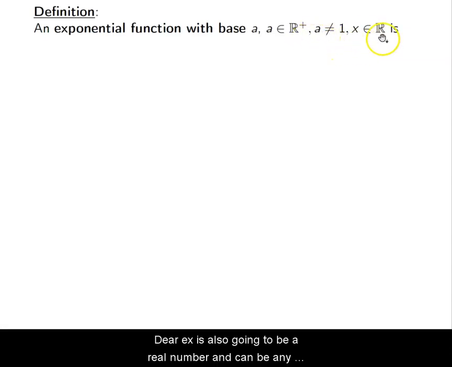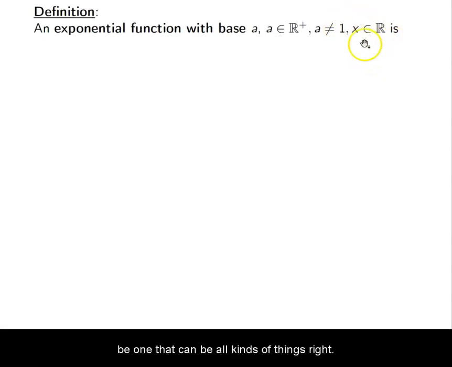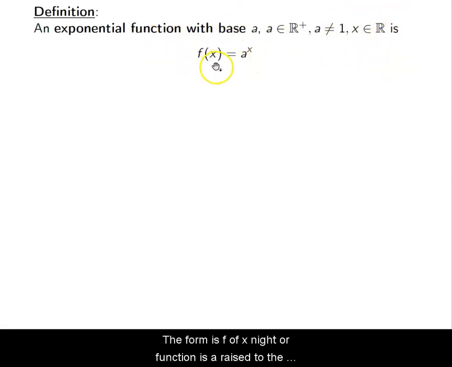Here, x is also going to be a real number. It can be any value. There's no restrictions on it. It doesn't have to be positive. It doesn't have to be negative. It can be 0. It can be 1. It can be all kinds of things, right? The form is f of x, our function is a raised to the power of x. So for exponential functions, we have our base of a, and our inputs are in the exponent position, right?